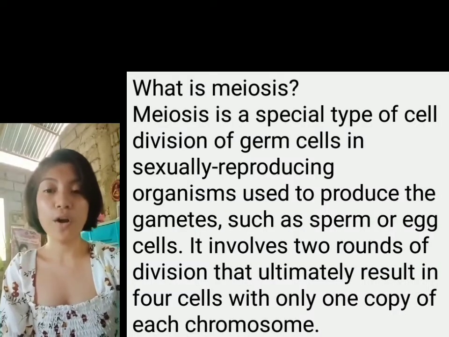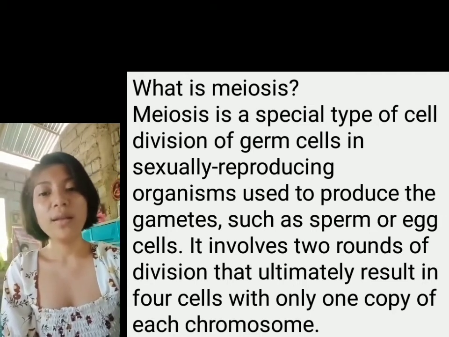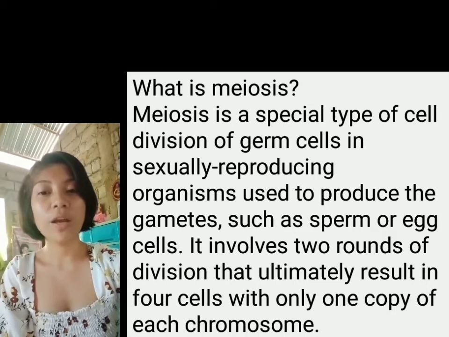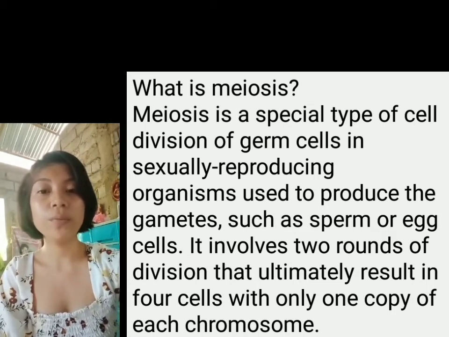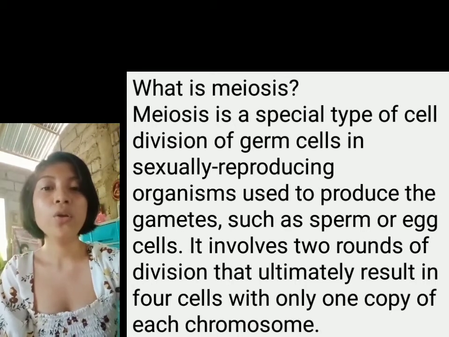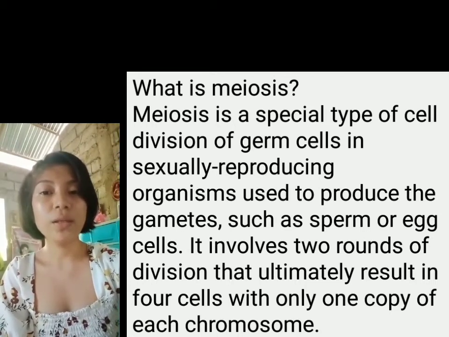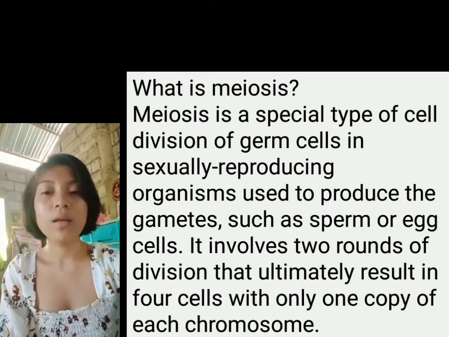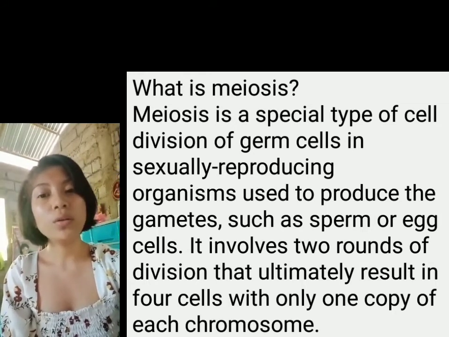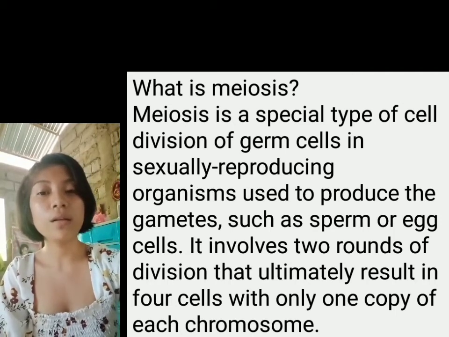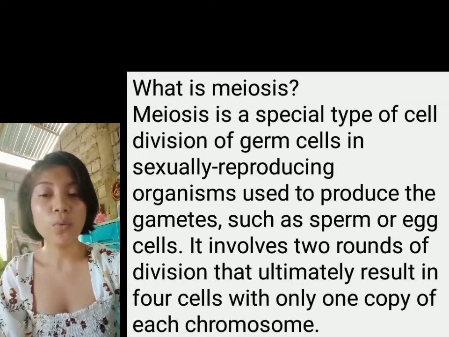So let's move on. What is meiosis? Meiosis is a special type of cell division of germ cells in sexually reproducing organisms, used to produce the gametes, such as sperm or egg cells. It involves 2 rounds of division that ultimately result in 4 cells with only 1 copy of each chromosome.